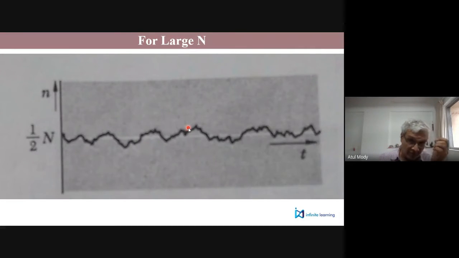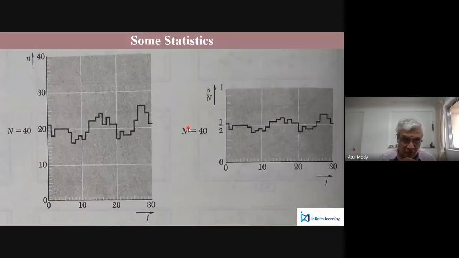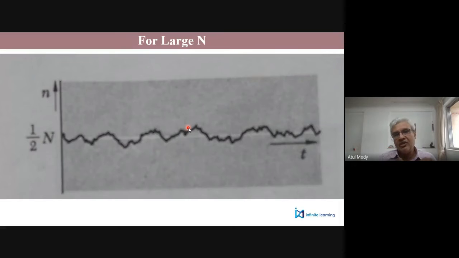In the previous graph, you have seen the same fluctuation, n upon n, and you see this for a very large n. Here the fluctuation remains very close to half n.